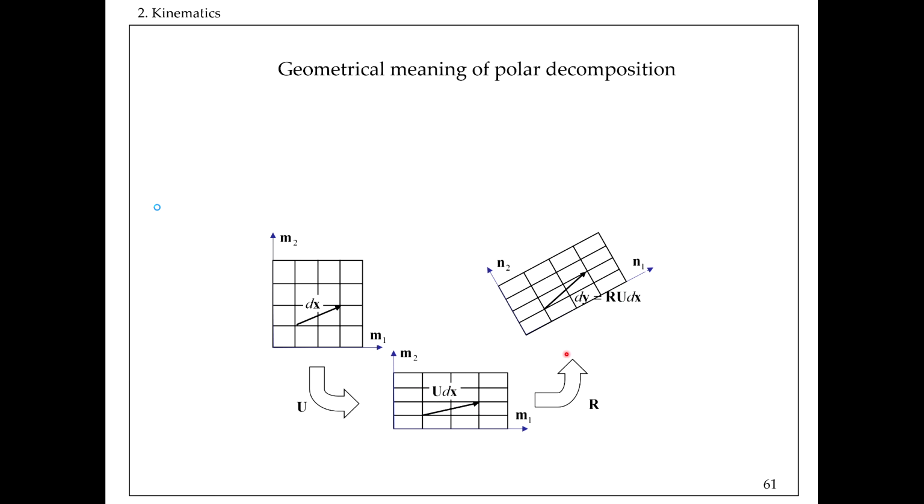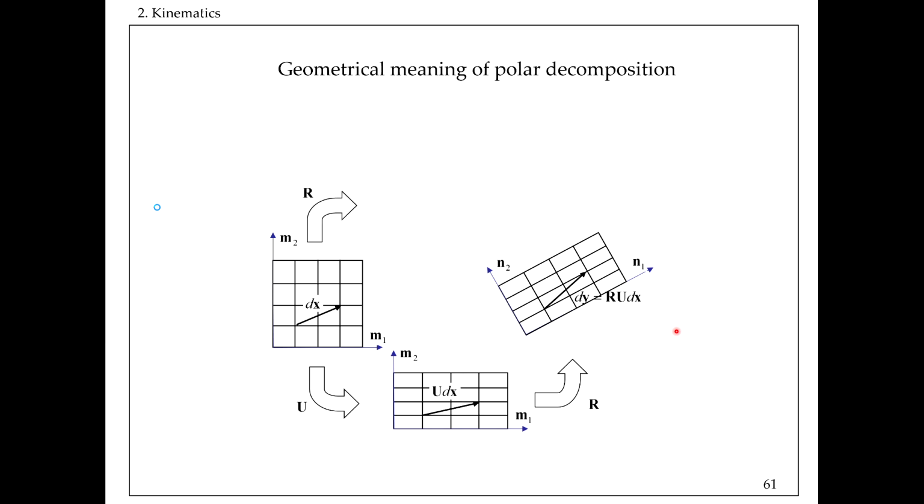And then finally this new vector is rotated by the rotation vector R, and so then we obtain dy. Alternatively, what you could do is, in just one step, go from dx to dy by multiplying by F. Interestingly, we can also go in the opposite order.